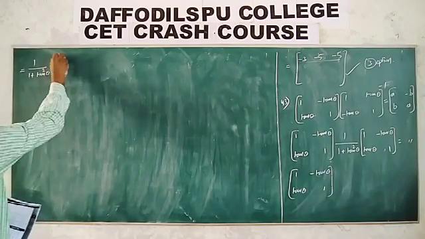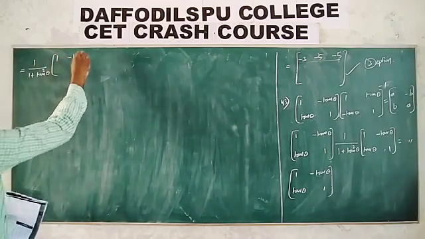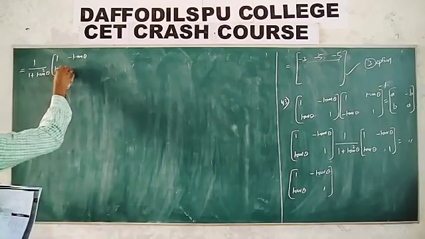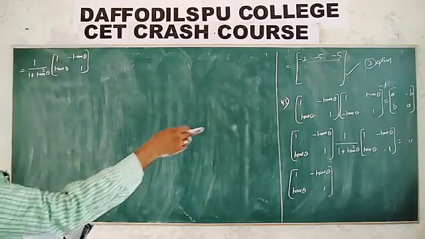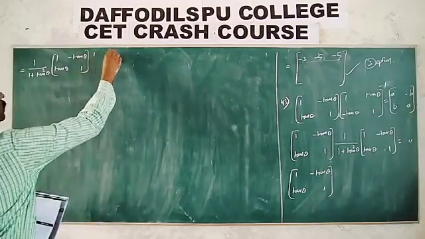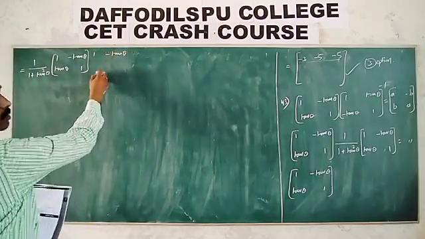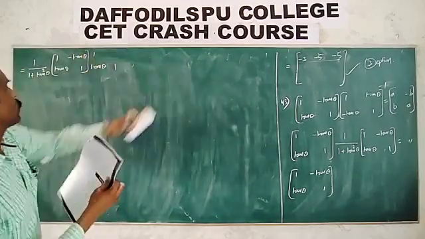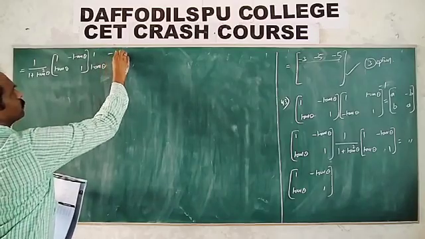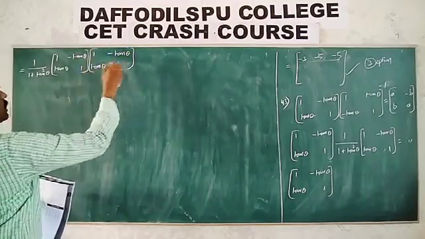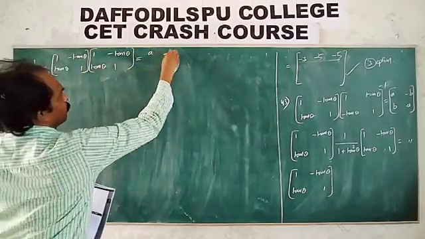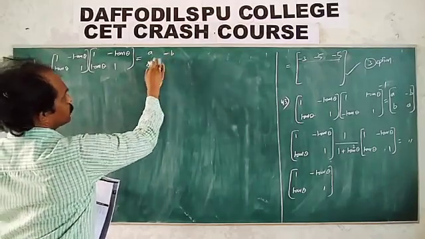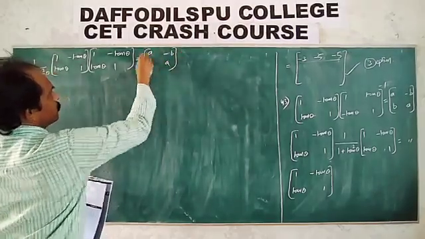The first matrix is [1, minus tan theta; tan theta, 1], and the next, second matrix is [1, minus tan theta; tan theta, 1]. Observe, students, this is equal to [A, minus B; B, A].